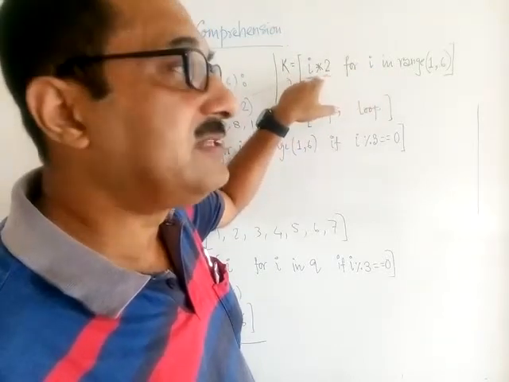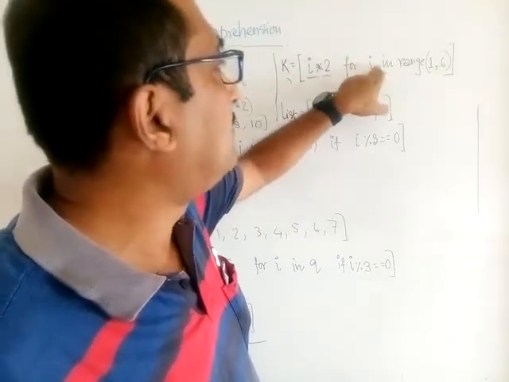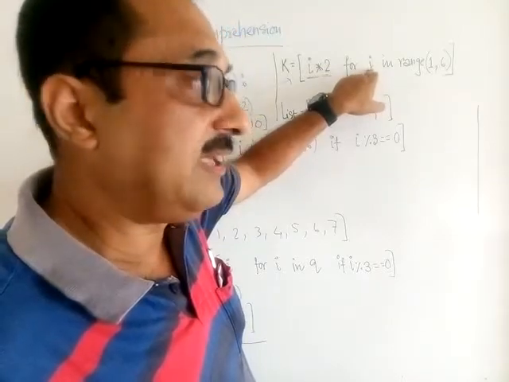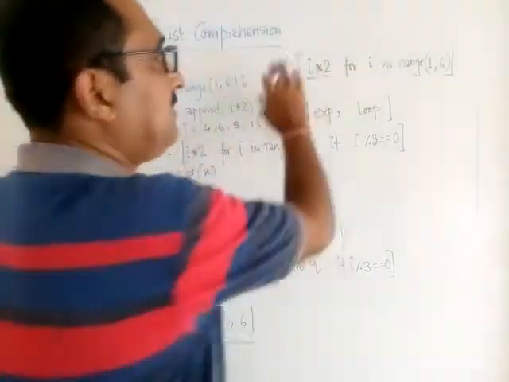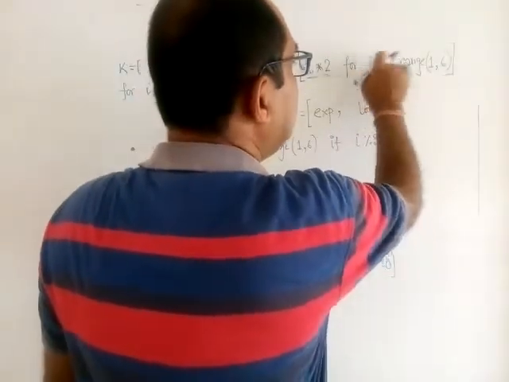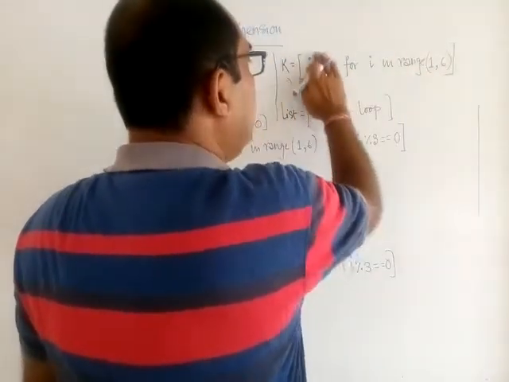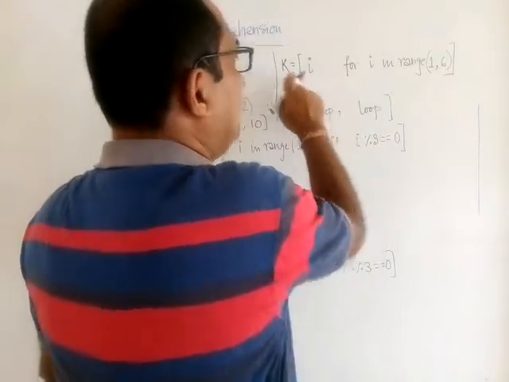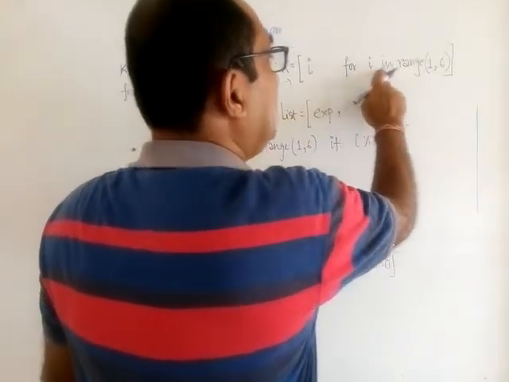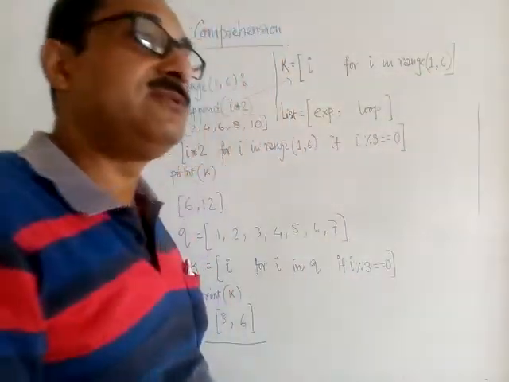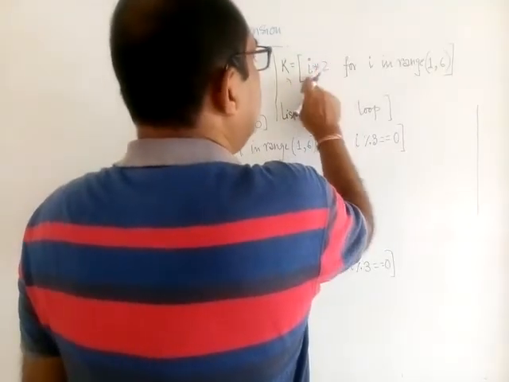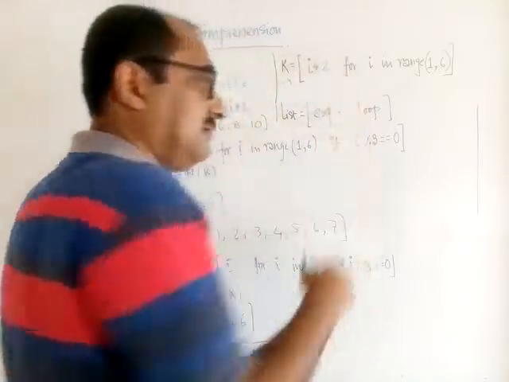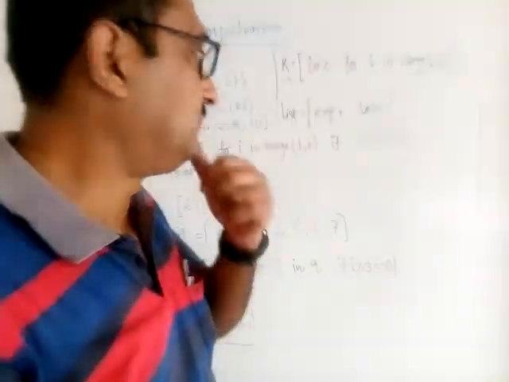An expression will decide, depending on the value of the control variable of for i, what is to be done. Okay, it can be only i also. For example, if you just need the values of i directly to be copied, you can just write i also. k equal to i for i in range 1 to 6. So it will store 1, 2, 3, 4, 5. Okay. So the expression need not always be a computation. It can be without computation also.